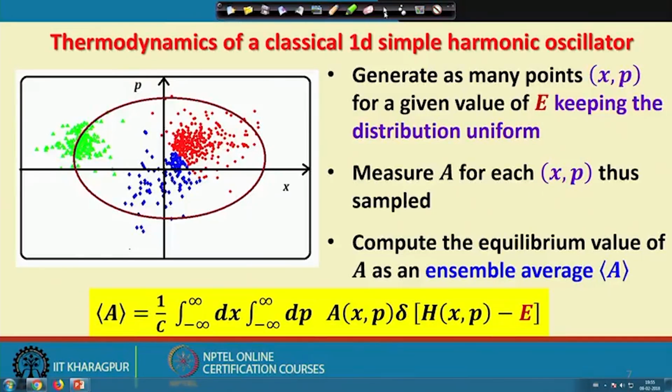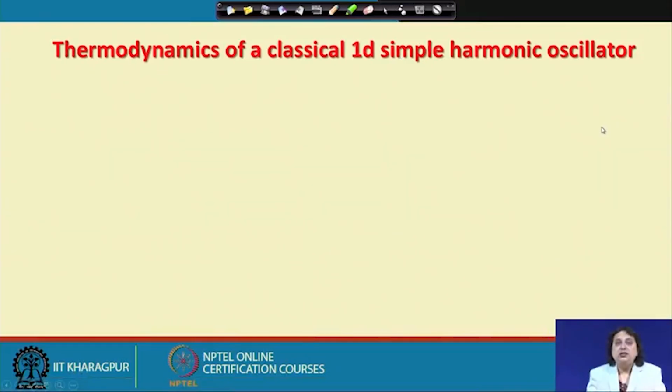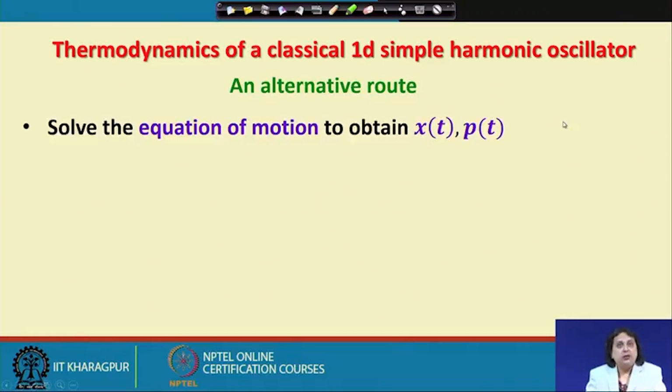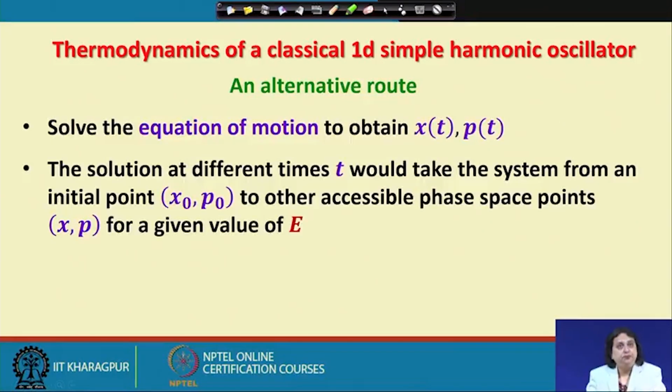Now, there is an alternative route to this, and that is the one that we have seen by generation of those x and p values of this system by solving its equation of motion. So, let us solve the equation of motion and obtain x and p. Now, what do I expect the solution at different times to do? If I start from some initial state x naught and p naught, the solution x(t) and p(t) will show me how the system will evolve from the initial point to some other point x(t), p(t) in time for a given value of E.